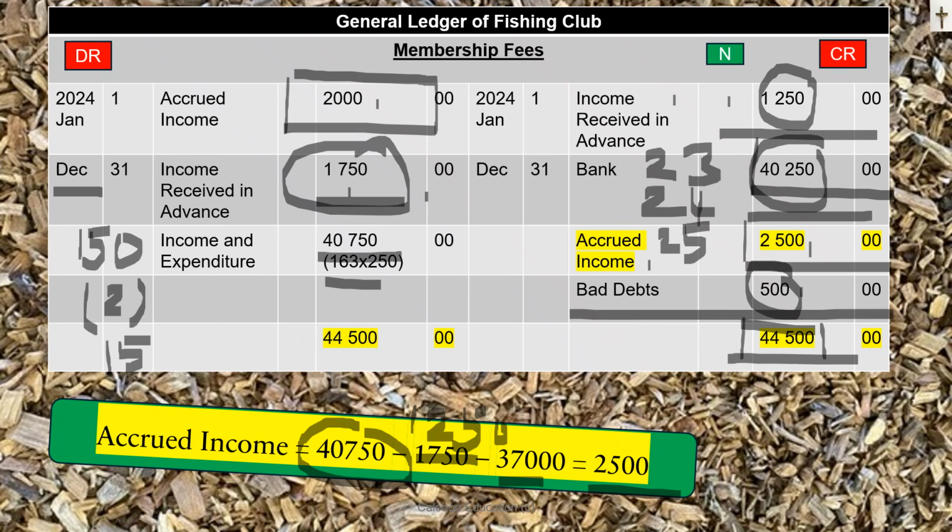40,750 minus 1,250 minus 37,000 equals 2,500. So we are taking the income received in advance from the reverse entry from the previous year. Sorry, not that one, right? That is the income received in advance that relates to next year.